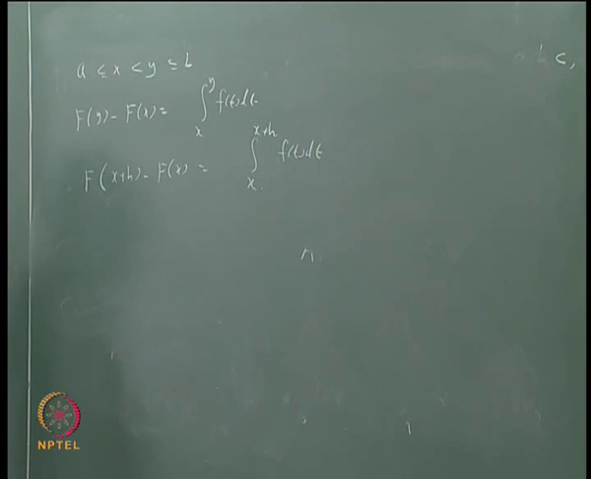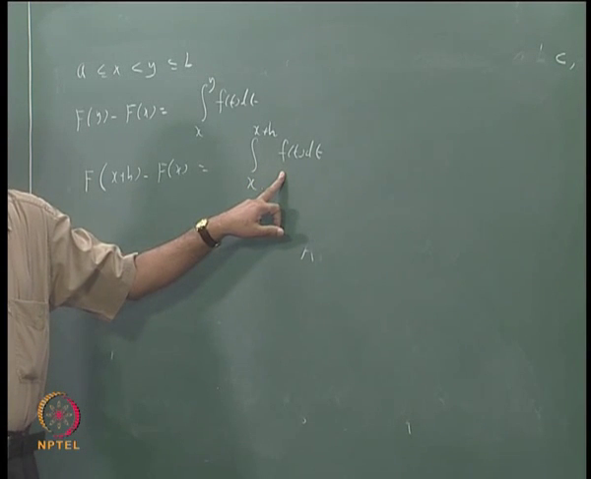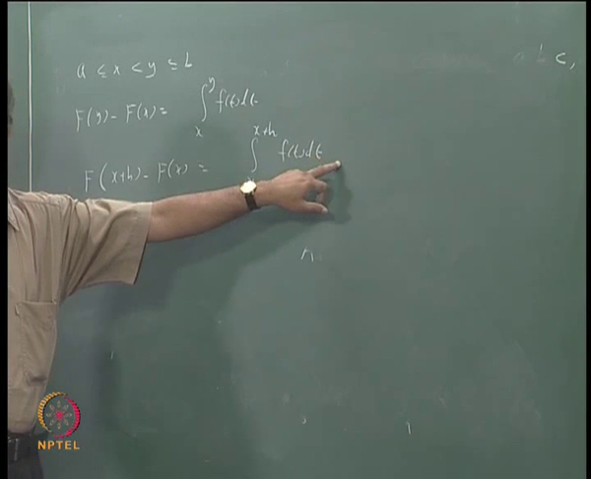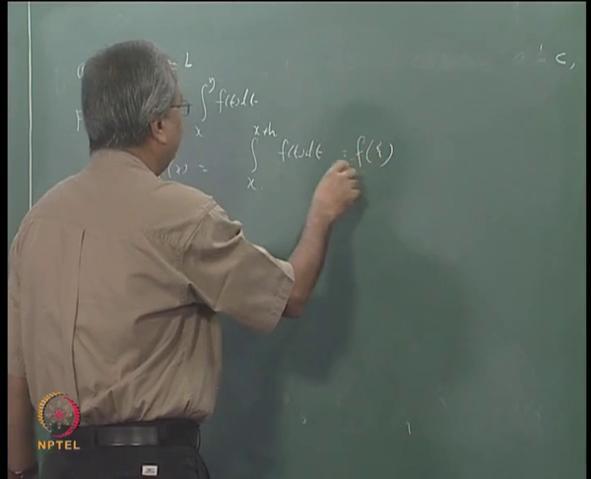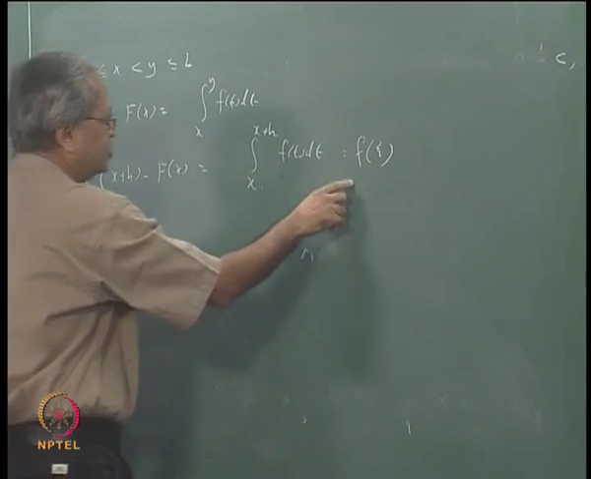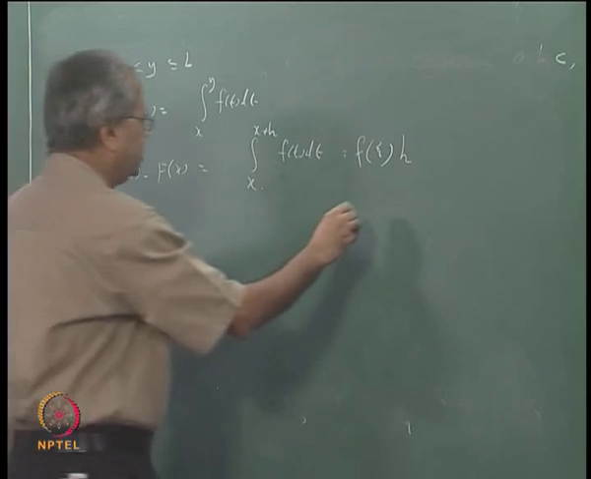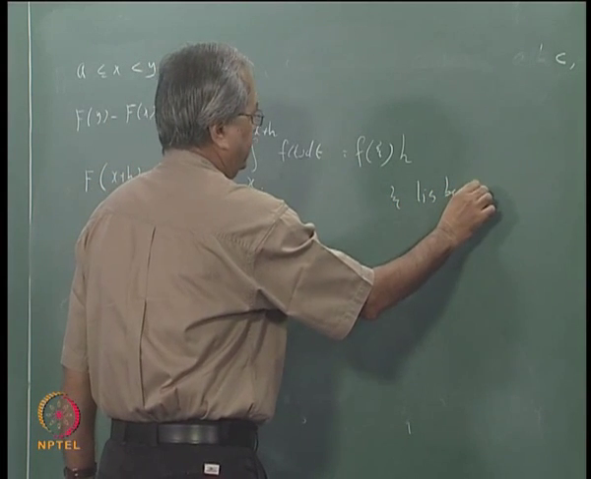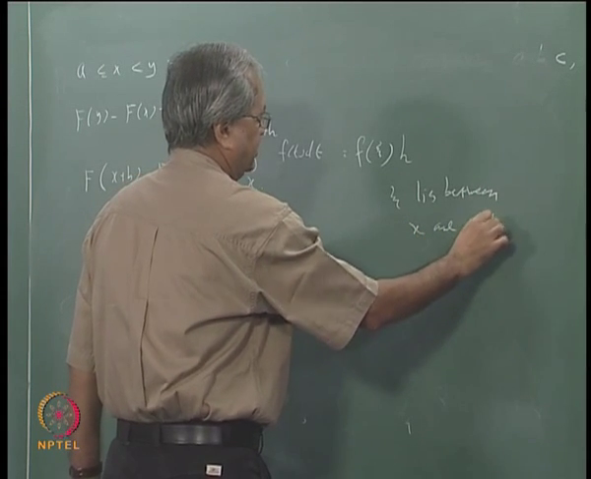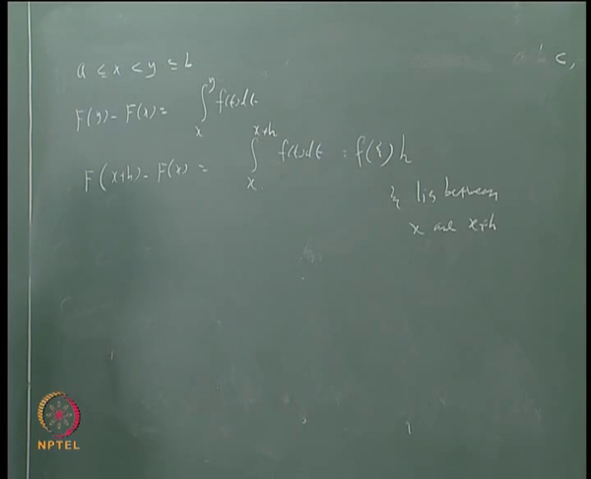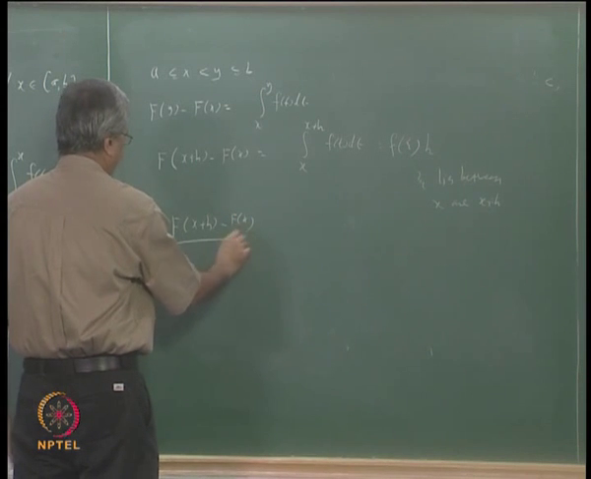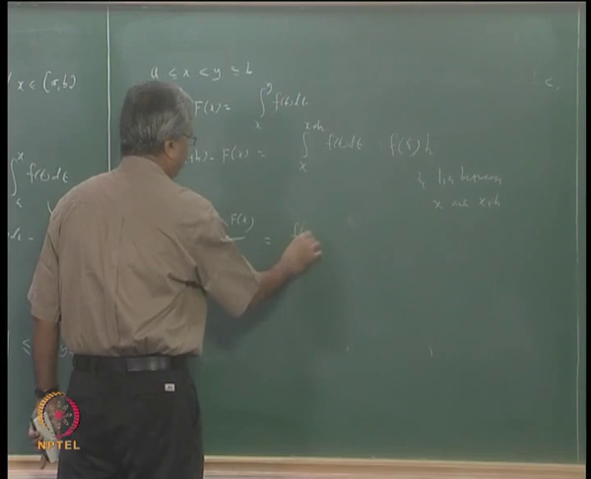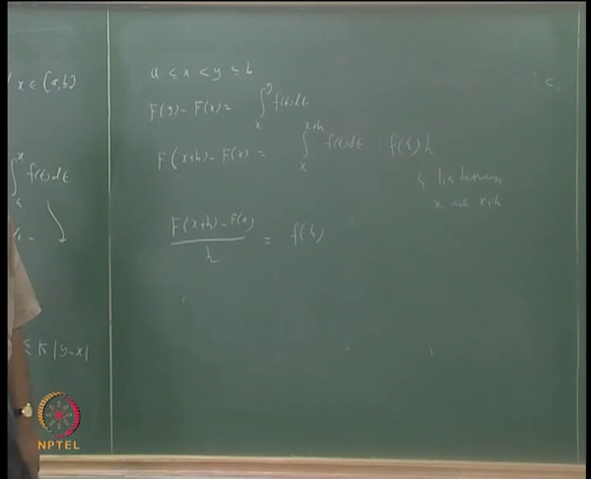And if this small f is a continuous function, then you can write that this is the same as f at some point. Suppose I call that point xi, such that this is the same as f(xi) multiplied by y minus x, in this case x plus h minus x, so f(xi) into h, where xi lies between x and x plus h. And so we would have got big F(x plus h) minus big F(x), divided by h, equal to f(xi), where xi lies between x and x plus h.